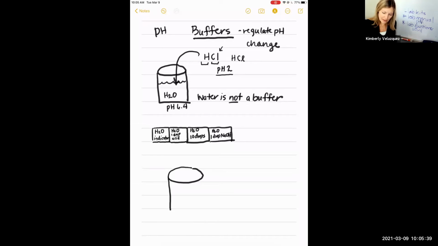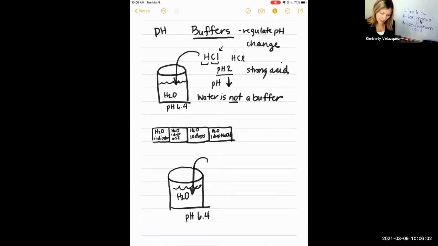Okay, so hydrochloric acid, strong acid, very low pH. If that's added to water, we would expect the pH to go down. So pH is going to decrease almost instantly. If we have water, again, pH, I'm going to assume 6.4, and we add sodium hydroxide, which is a strong base, which means it has a high pH. We're going to say it's pH 12.